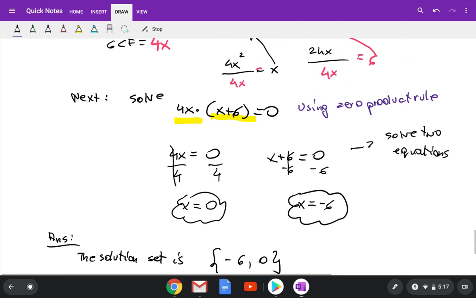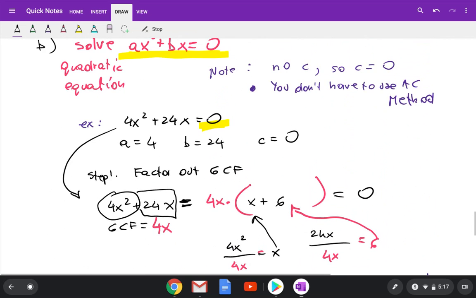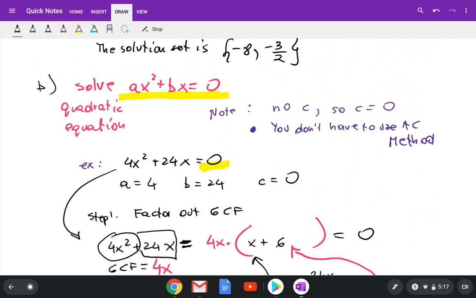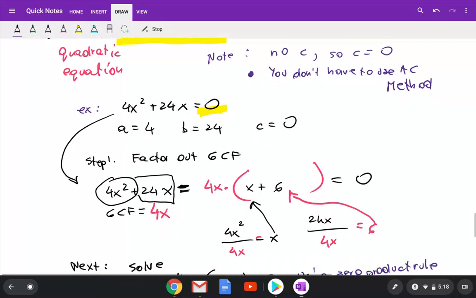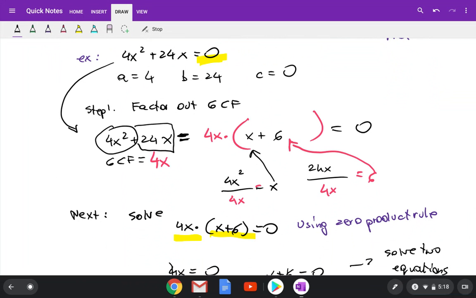So when you have a quadratic equation, when you don't have that coefficient c, you only have ax squared and bx, you don't need to use AC method for factors, because if you factor out the greatest common factor, you will end up with something like this, where you have product of two factors and you can just solve two equations. You're ready to use that zero product rule.